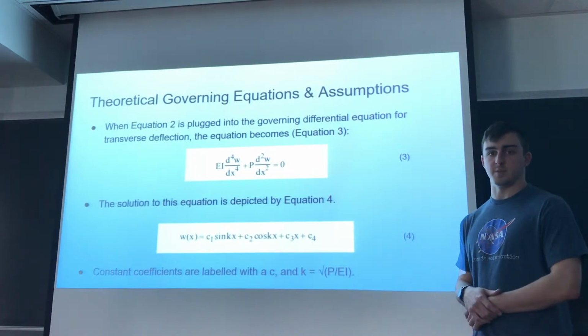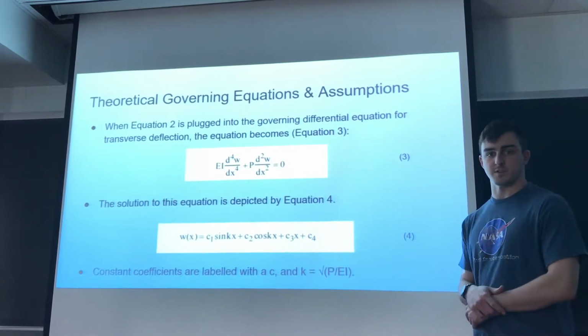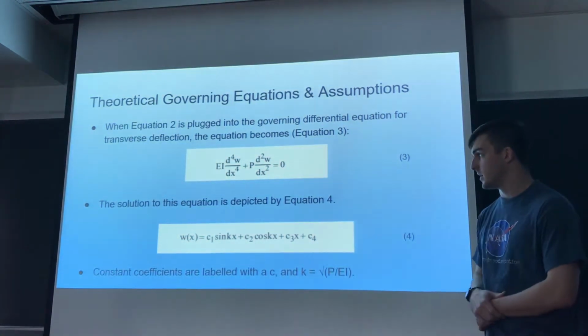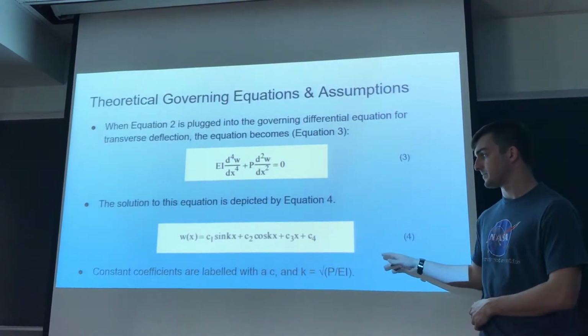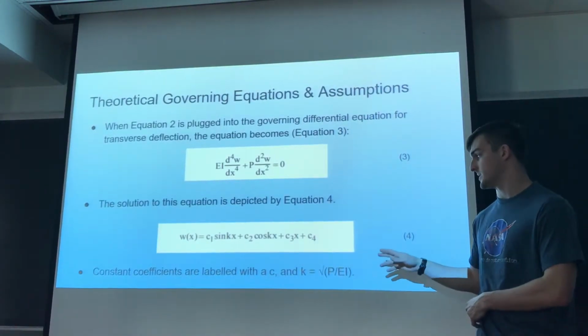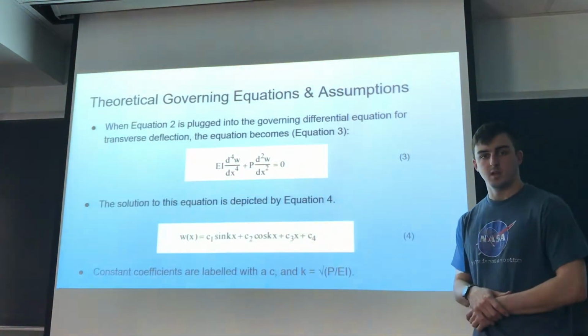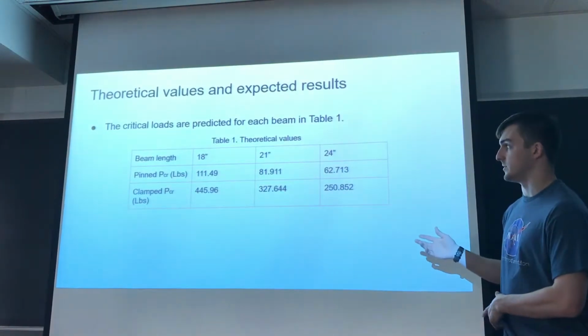Equation 2 was then plugged into the governing differential equation for transverse load, and equation 3 was established. The solution to this equation is depicted in equation 4. Constant coefficients are labeled with a C, and K equals the square root of P over EI. Using column buckling theory, these were our predicted values.